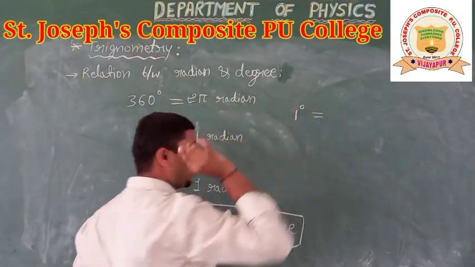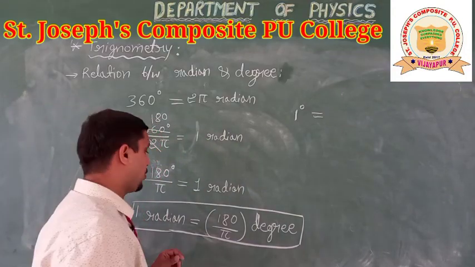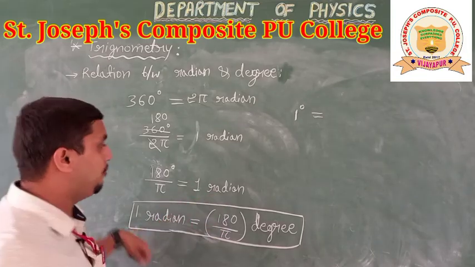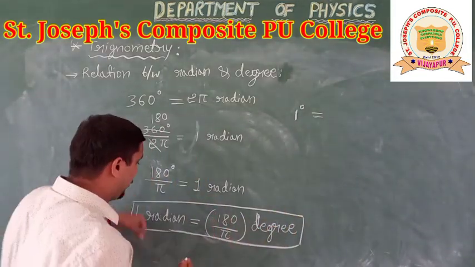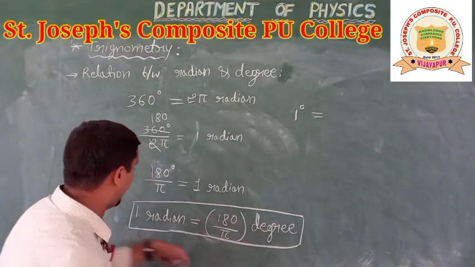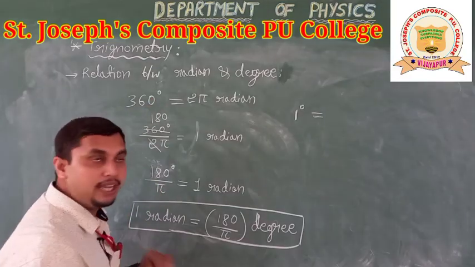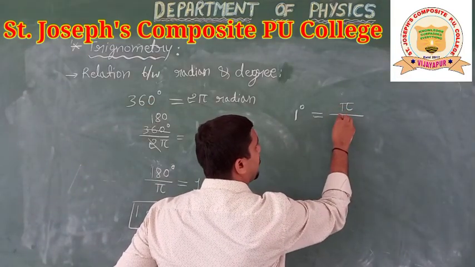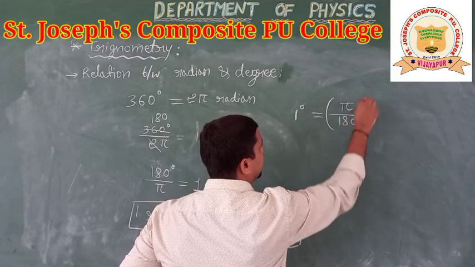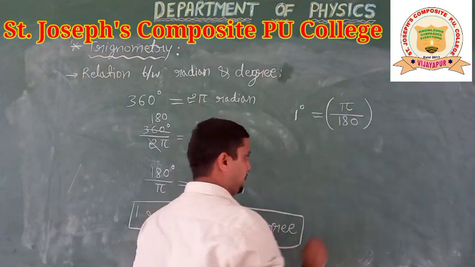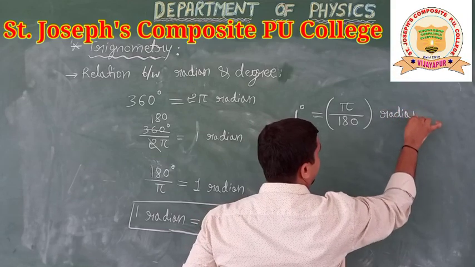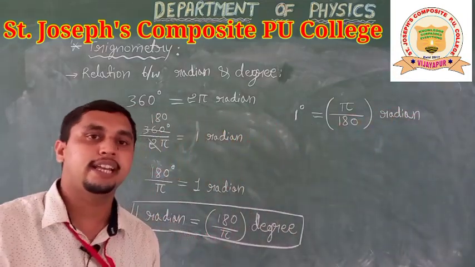1 degree is equal to how many radian? That is exactly the reverse of that. If I take this 180 by pi here, it becomes pi divided by 180. Therefore, 1 degree is equal to pi divided by 180 radian.